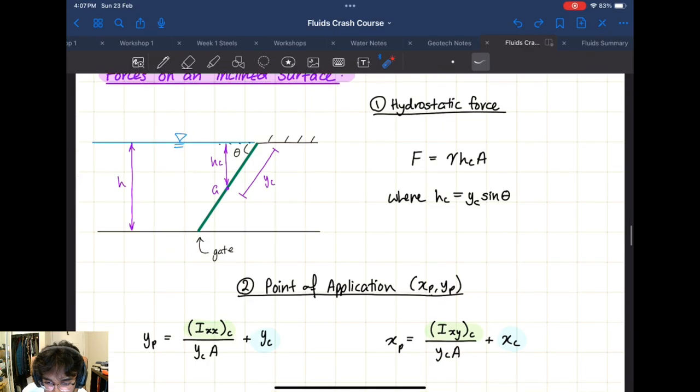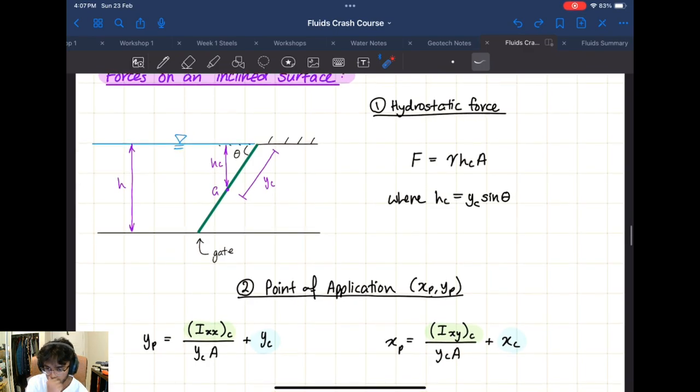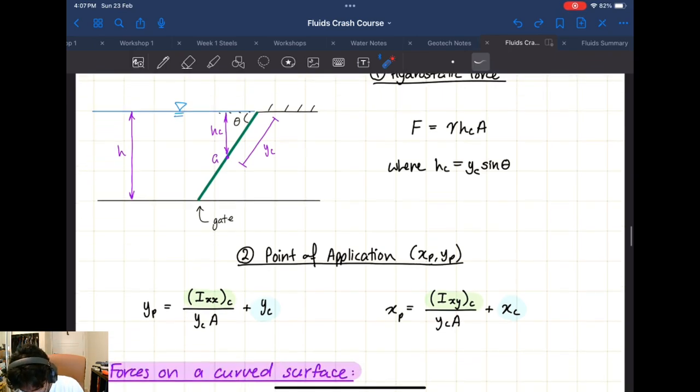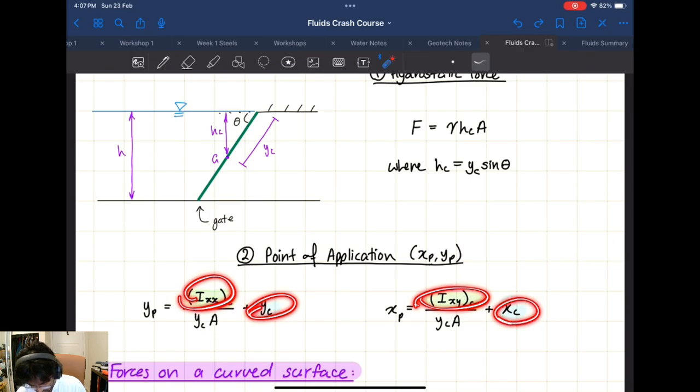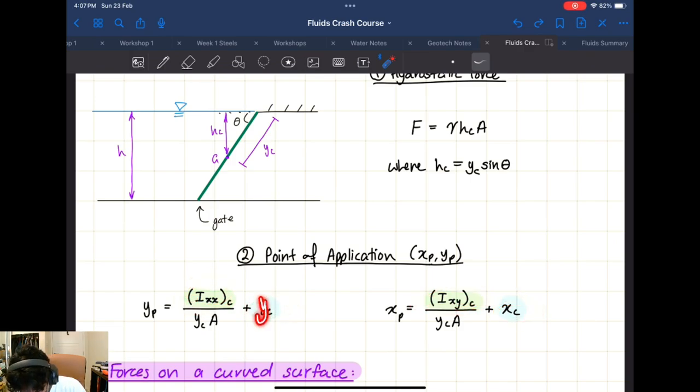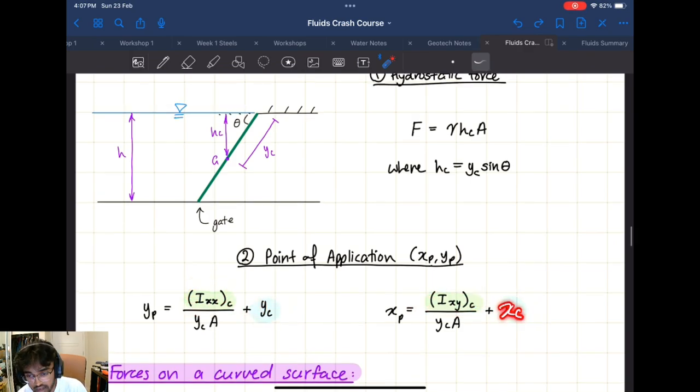However, the point of application gets a bit stupid. You're going to have to find YP and XP. So sort of like a Cartesian coordinate, XP and YP. Their formulas are very, very similar. The only difference is the green and the blue. So for YP, you've got to add it to YC. For XP, you've got to add it to XC. For YP, you take a look at the second moment of inertia. For XP, you take a look at the polar moment of inertia. So IXY, rather than IXX or IYY, you take a look at IXY.